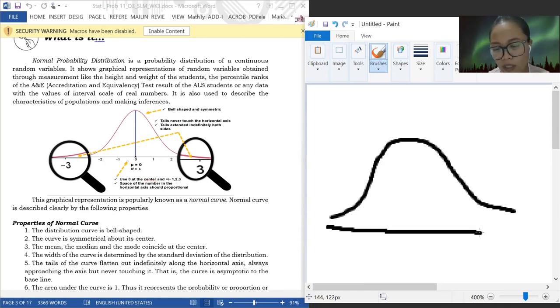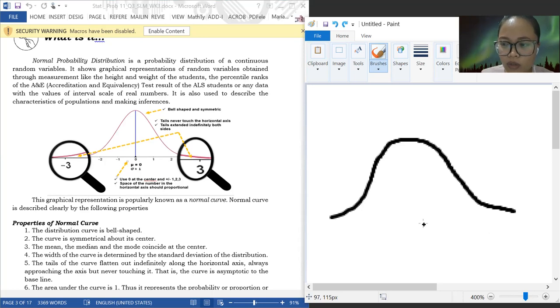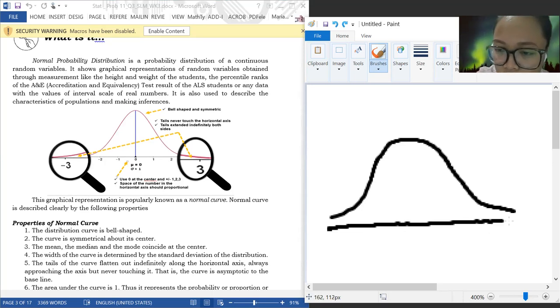So first is the normal curve. In a normal curve, the concept is that a data is said to be normally distributed if it follows a normal curve.